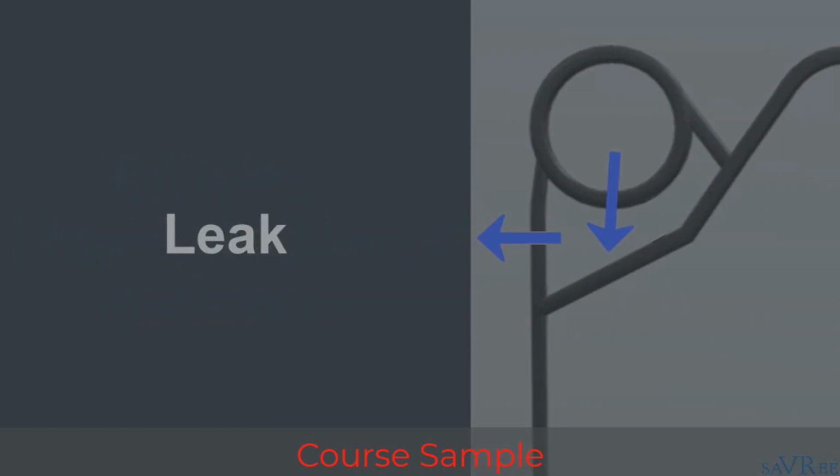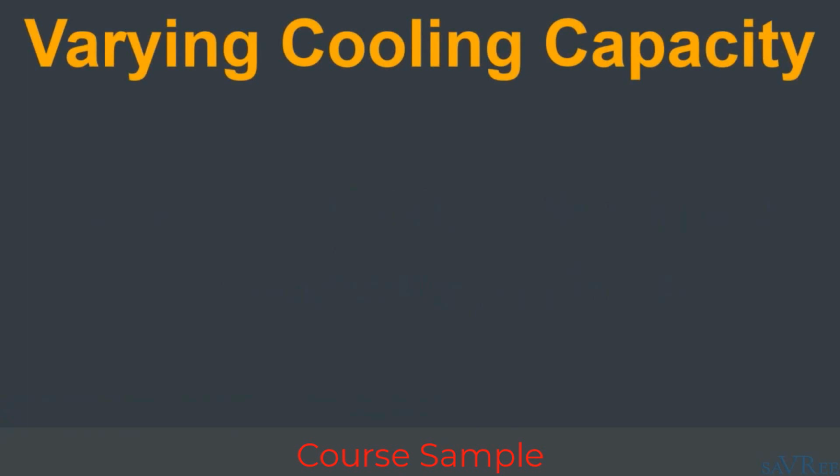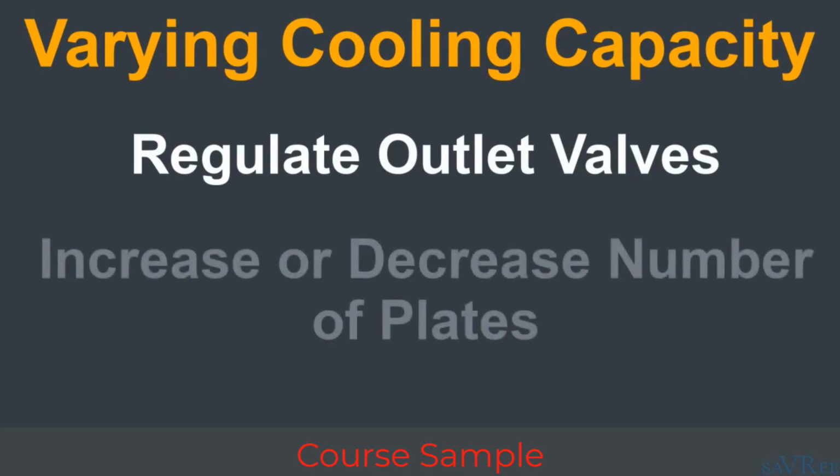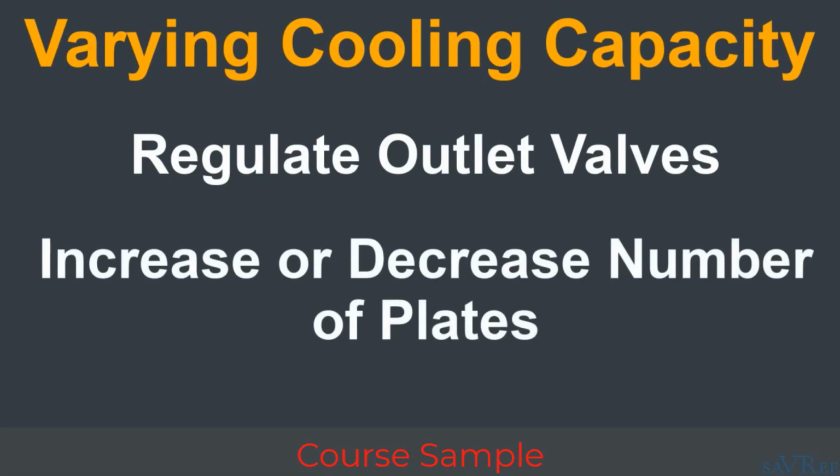the other flowing medium. There are several ways to vary the cooling capacity of a heat exchanger. One way is to regulate the outlet valves so that the flow is increased or decreased. This method is useful because no dismantling of the heat exchanger occurs. Another way is to increase or decrease the number of plates in the plate stack. Increasing the number of plates in the plate stack gives a corresponding increase in cooling capacity.